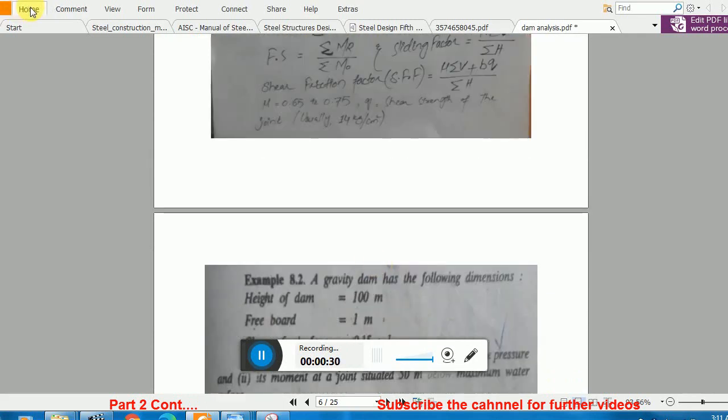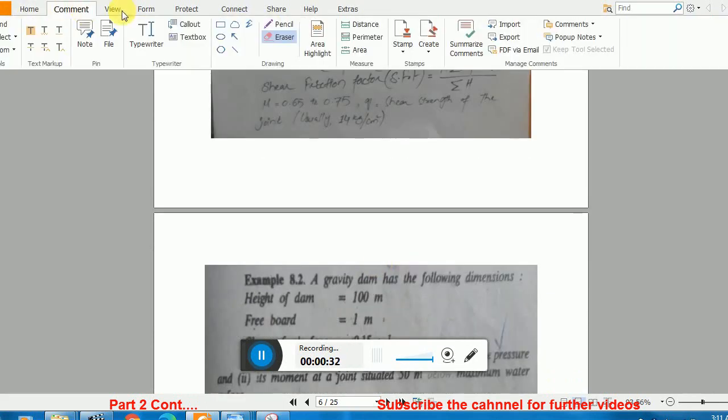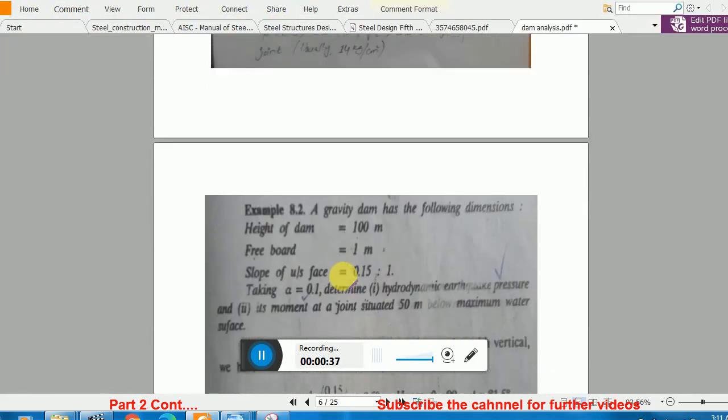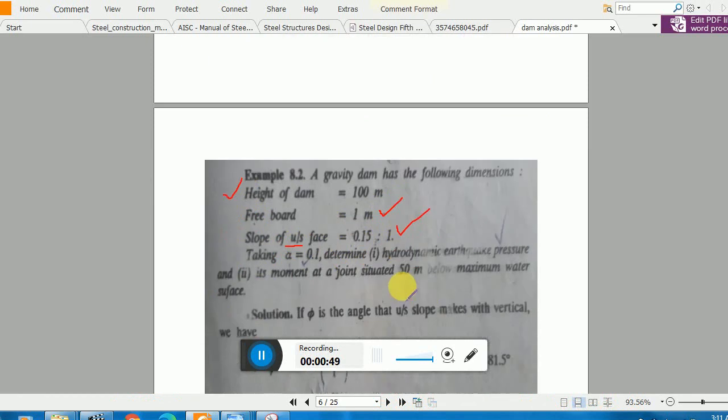The problem is that we have to find out basically the earthquake forces and movements. The dam height is given, that is 100 meter. The freeboard is given, that is 1 meter. The batter which is provided to the upstream side is given, clear? And taking alpha, that is the earthquake pressure coefficient, that is given. Hydrodynamic earthquake pressure and its movement at a joint situated at 50 meter below maximum water level.